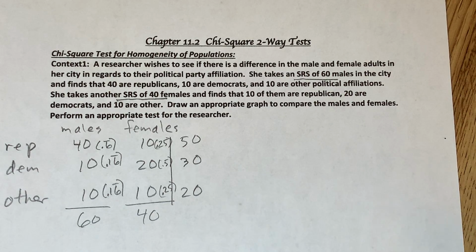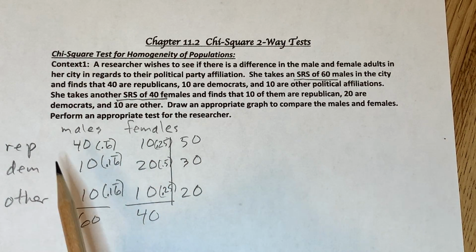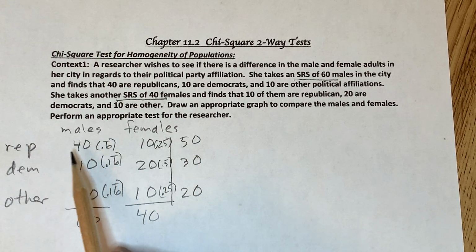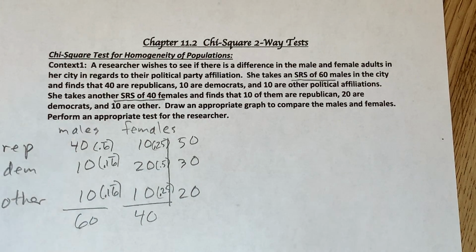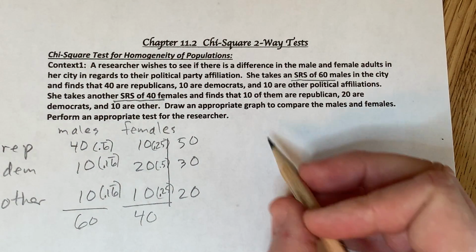Of course, you could have done it by column like this. The percent of Republicans that are male would be 80%, and so 20% for the females. But this is just the way I chose to do it. So we'll make a bar graph.